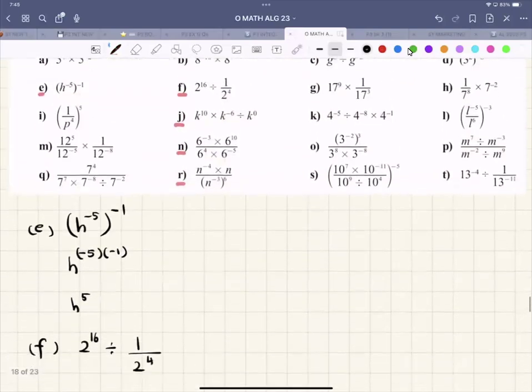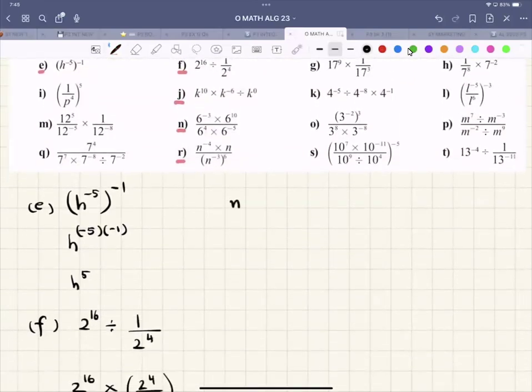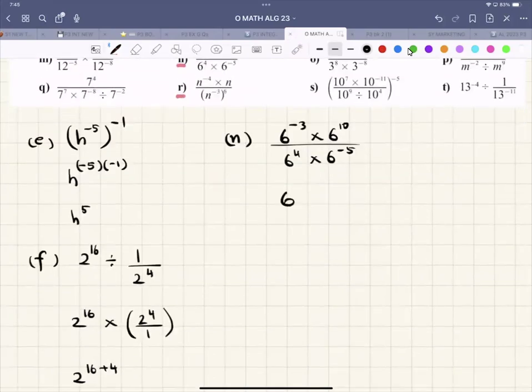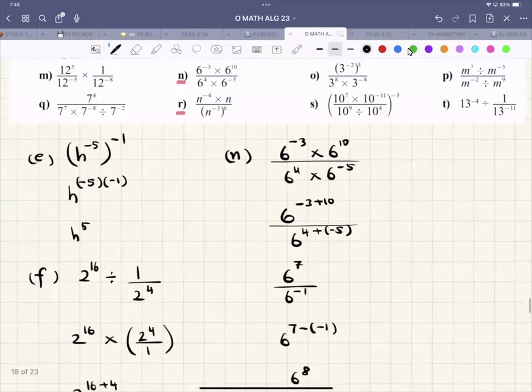Something like N. 6 power negative 3 into 6 power 10 divided by 6 power 4 into 6 power negative 5. That is 6 power negative 3 plus 10. This is 6 power 4 plus negative 5. This is 6 power 7. This is 6 power negative 1. 6 power 7 minus 1, which is 6 power 8.